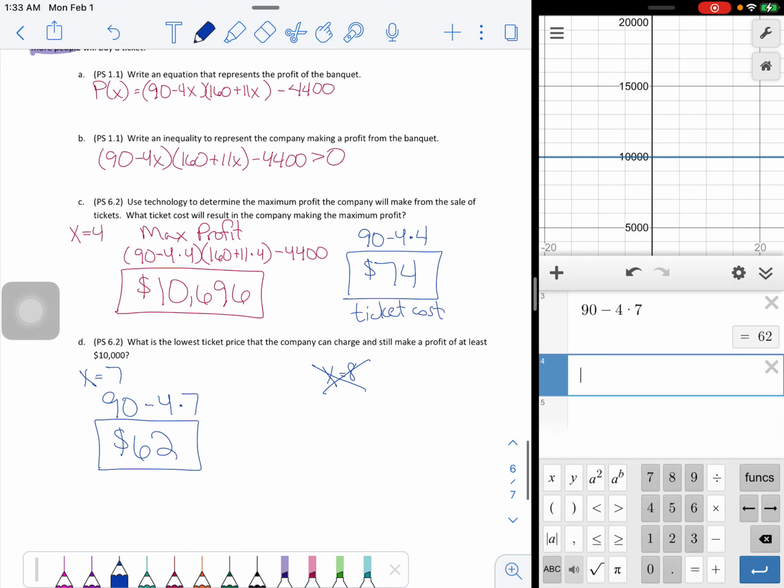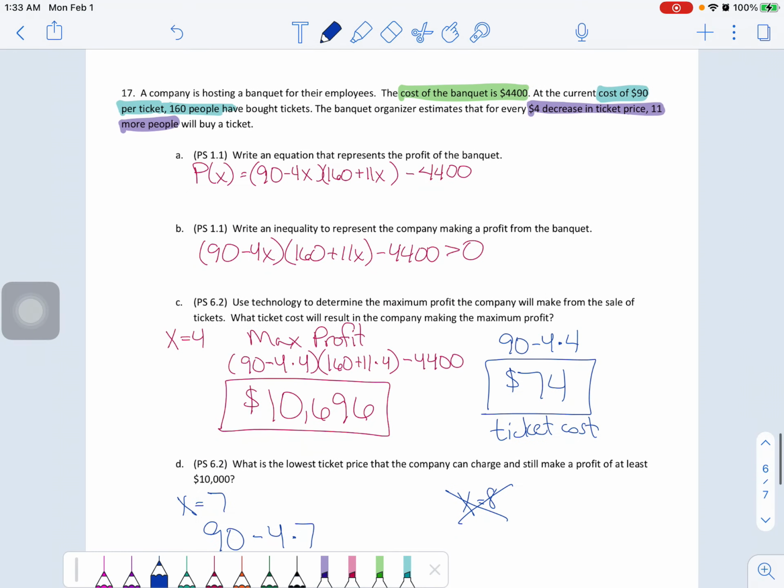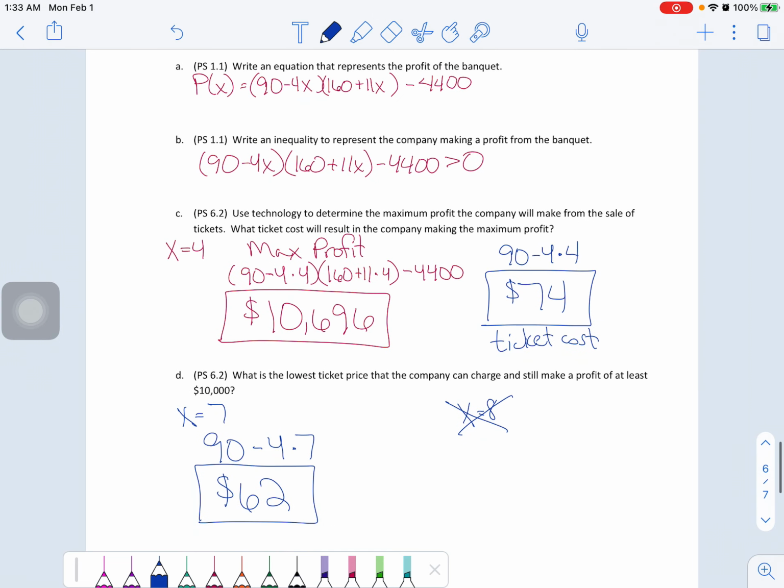So that is, I believe, yep, that is the last problem on the study guide. If you've got any questions or concerns on any of the problems, remember the test is on Friday, so we've got lots of time to answer your questions before that.